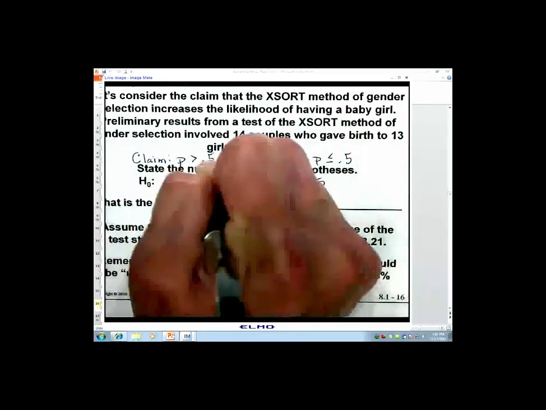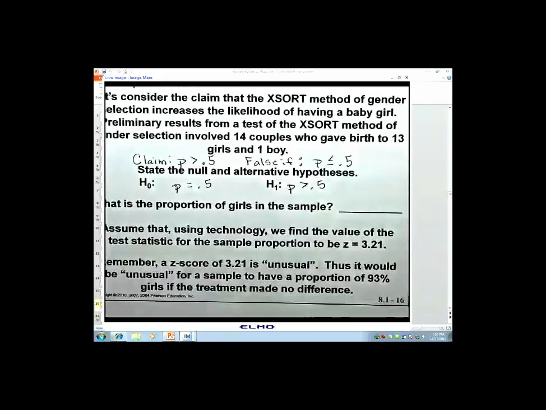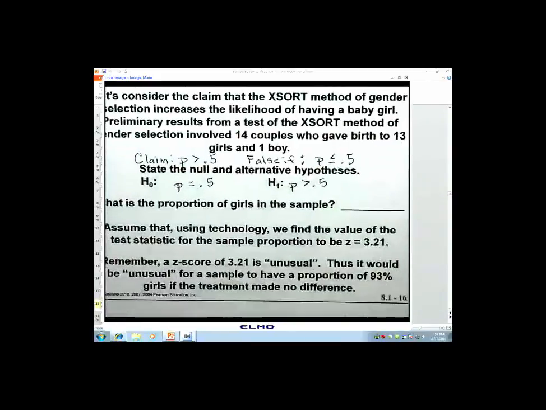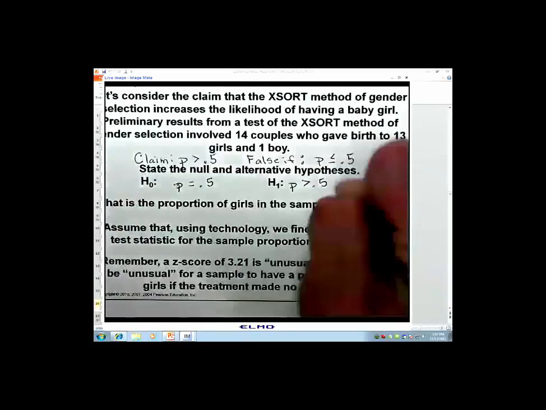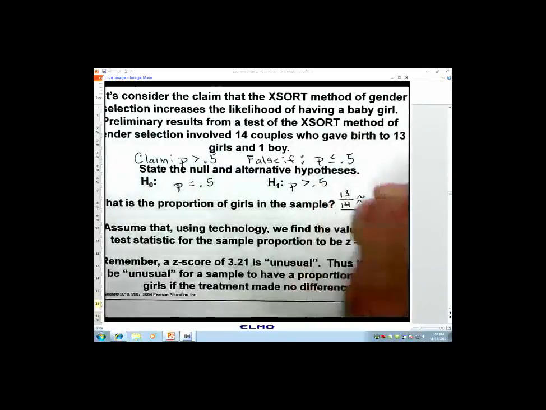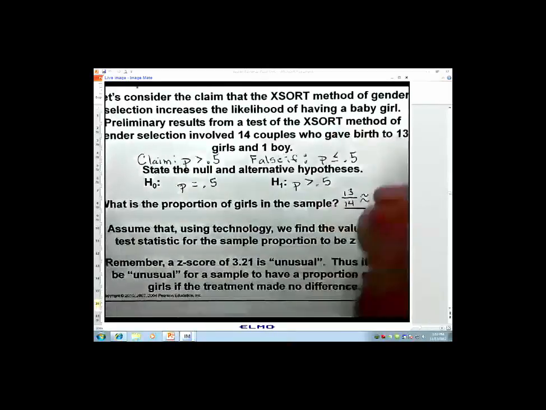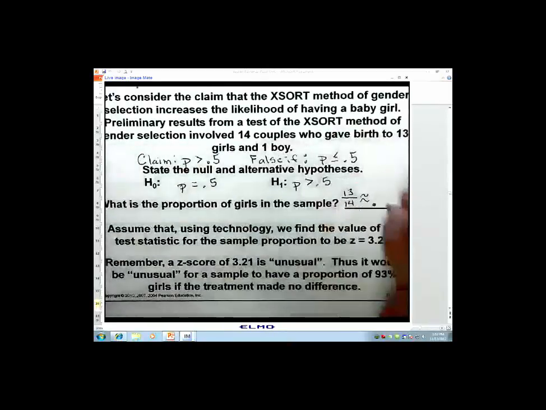What is P for this sample? How would you find the proportion of girls in this sample? Yeah, 13 out of 14. That's how you find a proportion. I don't think I have that written down. Somebody give me, all right, give it to me as a decimal, and let's go ahead, give me 4 decimal places.